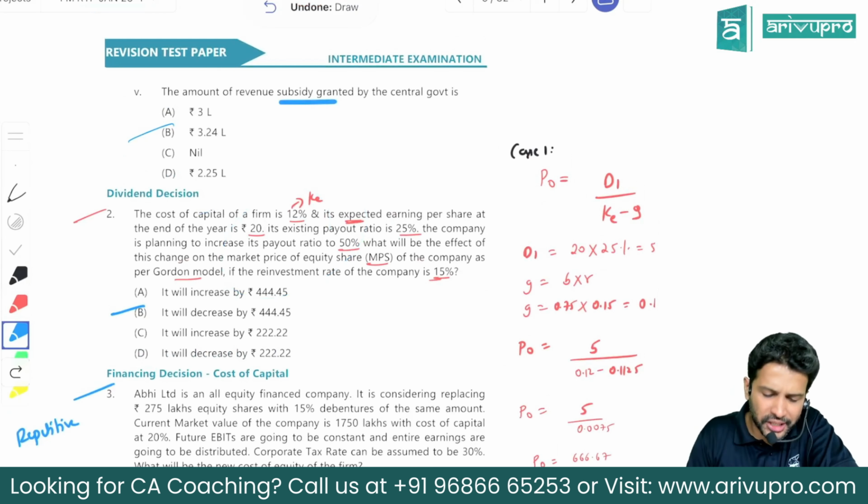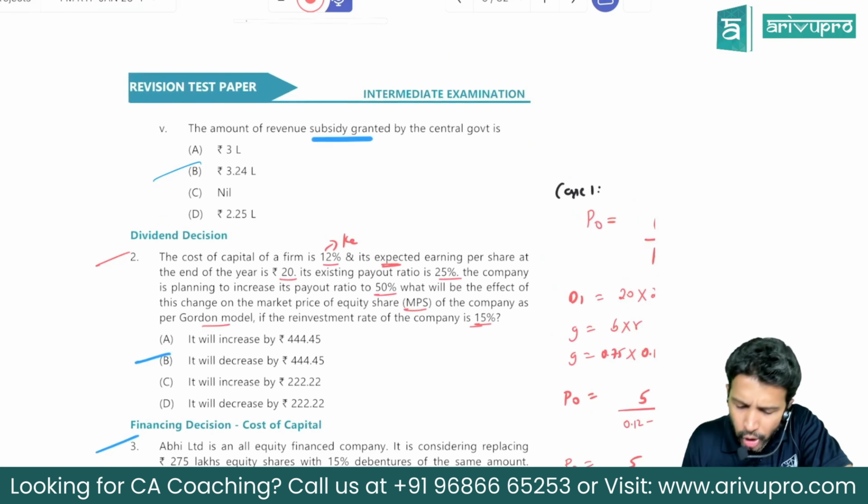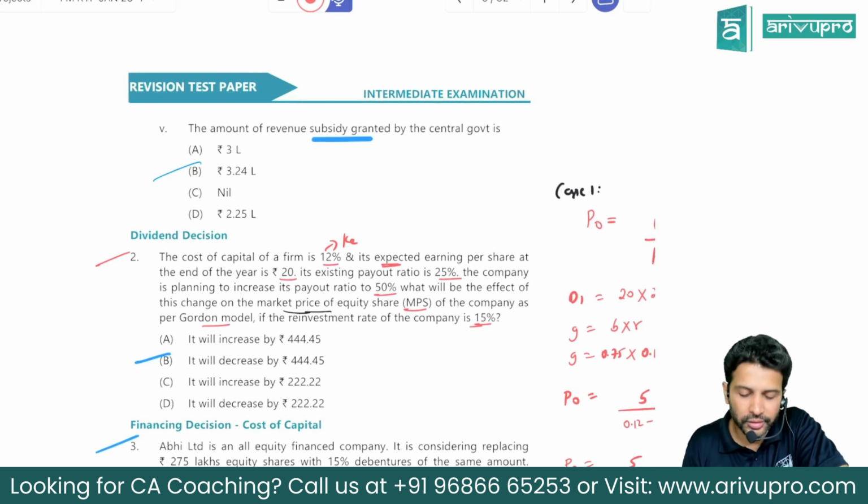Dividend decision. Actually, a very repetitive question. But just quickly I've solved it. So 2 minutes, I'll review that. So read the requirements, sir. You need to calculate the market price of the company. Market price of the company we call as P0.